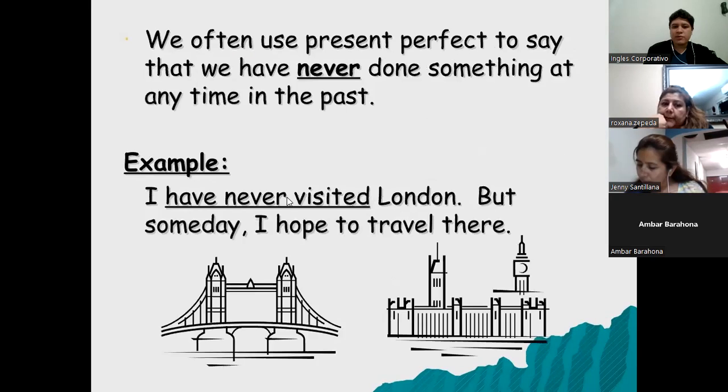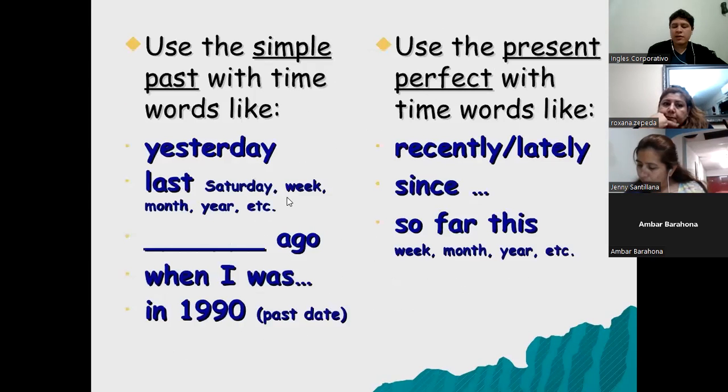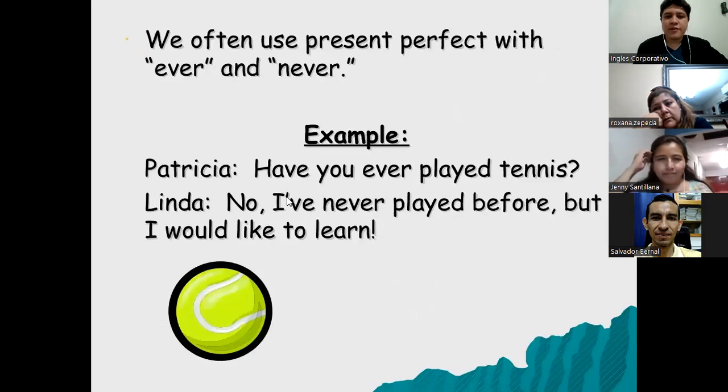Now, guys, let me ask you something. Do you have any question about the differences? ¿Tenemos alguna duda o pregunta acerca de cuándo utilizar el present perfect o el simple past? Yes, no? Everything is clear? Okay, perfect. Very nice.